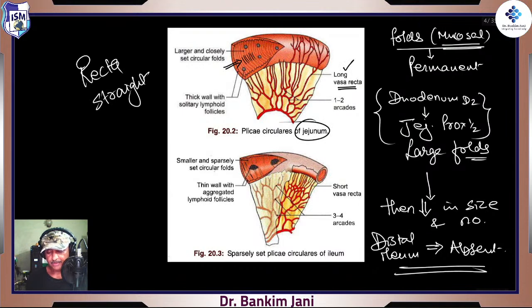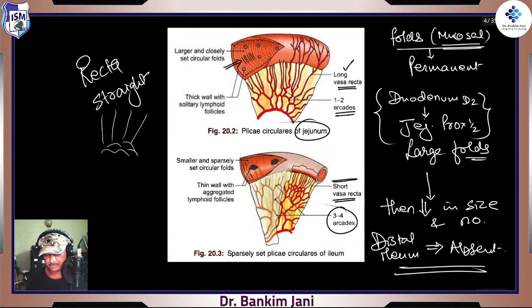The reason is that there are only one or two arcades. So one or two arcades are formed, and then the rest of the structure is like straight vessels. Now in the case of ileum, because there are more arcades, space is used up in the arcades and obviously we have less space available for the vasa recta, so those vasa recta would be short, quite sensible.